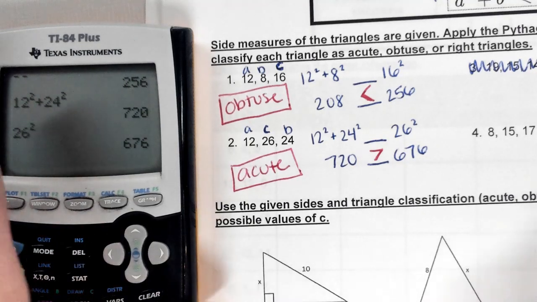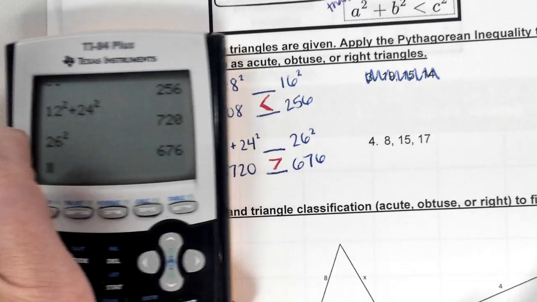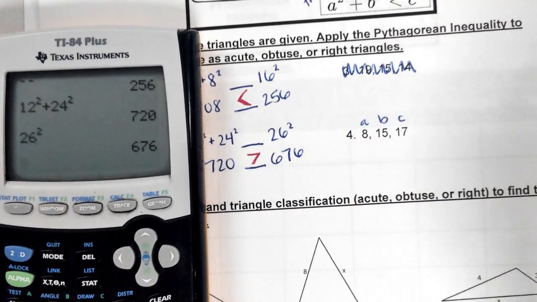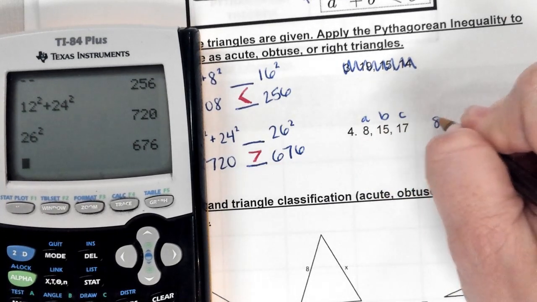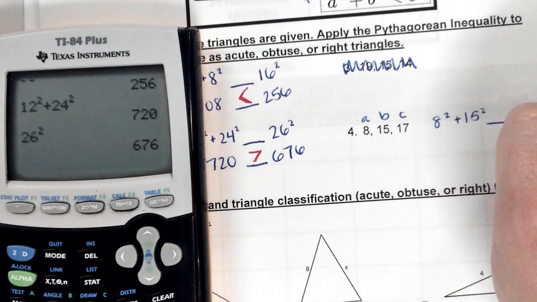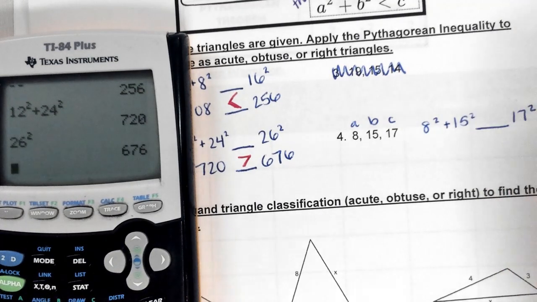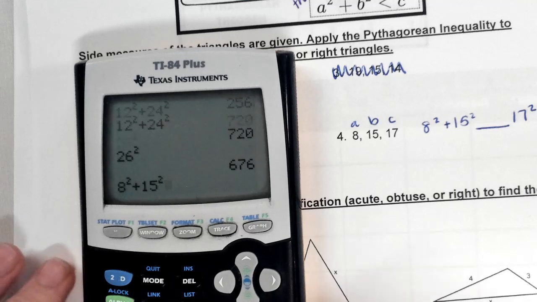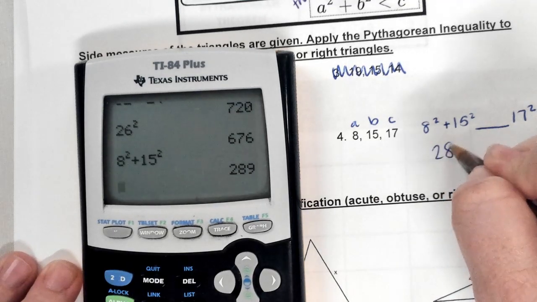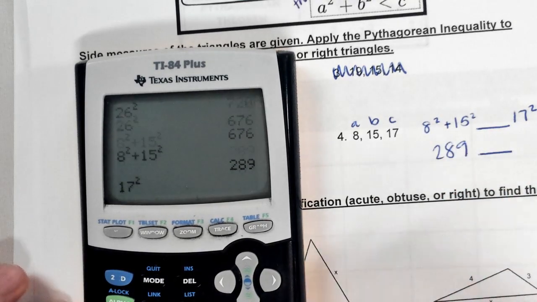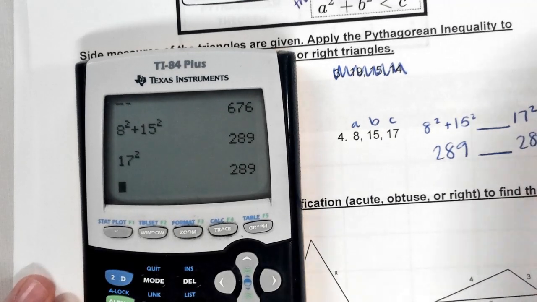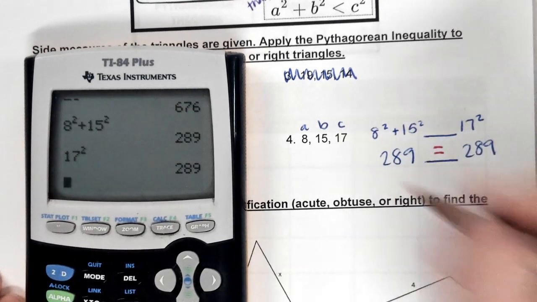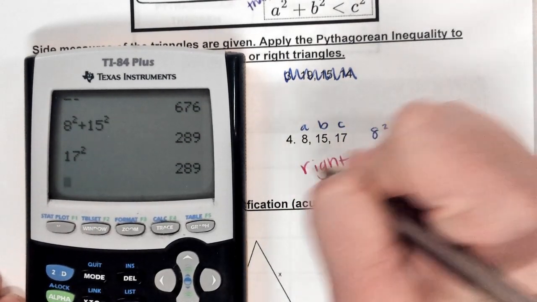Okay, so let's look at number 4. Which side length is going to be my C? 17. This one I can just label ABC, which doesn't happen often, so be super careful with that. So we have A squared plus B squared, blank, C squared. A squared is 8 squared plus 15 squared. There's my A squared plus B squared, which is 289. And then 17 squared is also 289. So what symbol do we use? Equals, because these numbers are the same. Therefore, this is a right triangle.